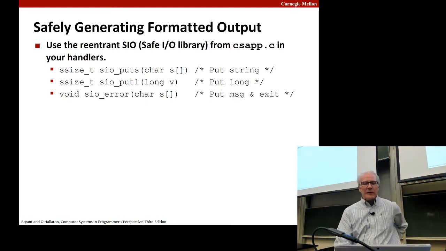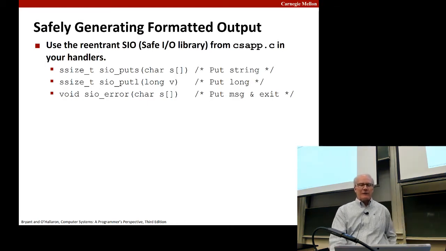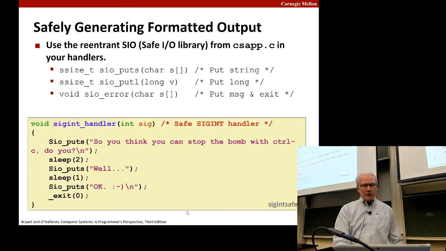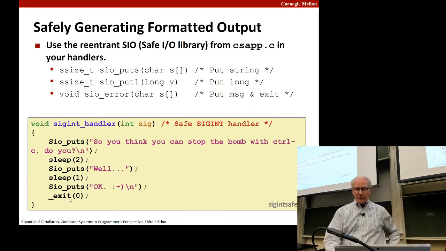In the book, they give a very small library of output functions to replace printf that can print a string, a long, or some error message. The proper way to implement the signal handler I showed you for the bomb is to use these special versions of print routines that don't call printf. Also, it turns out you're not supposed to call the regular exit function. You're supposed to call one called _exit. Don't ask me why, I don't know that one.